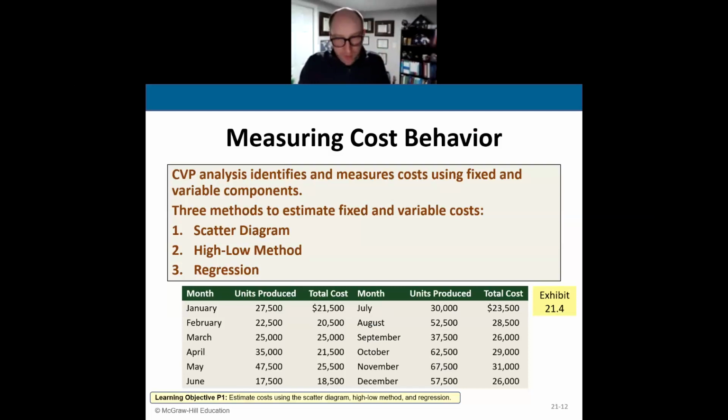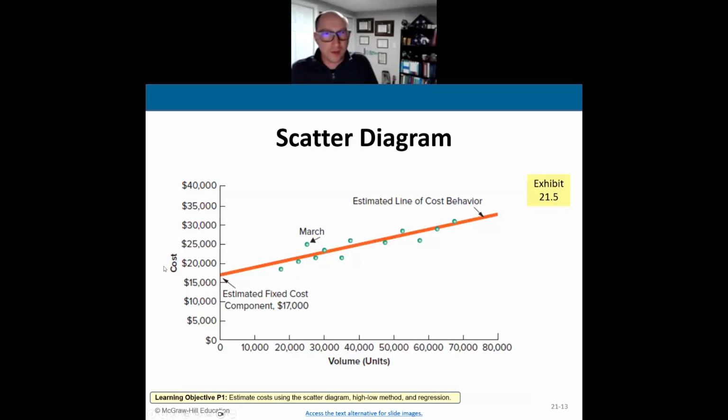Now we got January through December. All right? First, let me go through the scatter diagram. Then I'll go through the high-low method, and then I'll talk about regression briefly, regression analysis. First, the scatter diagram. This is the easiest one, okay?